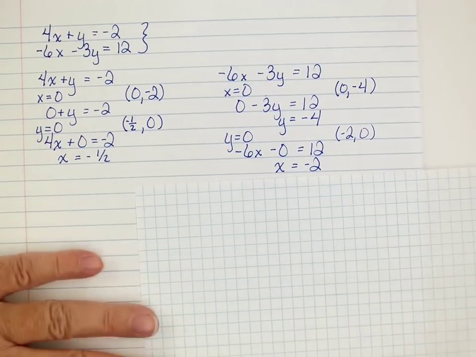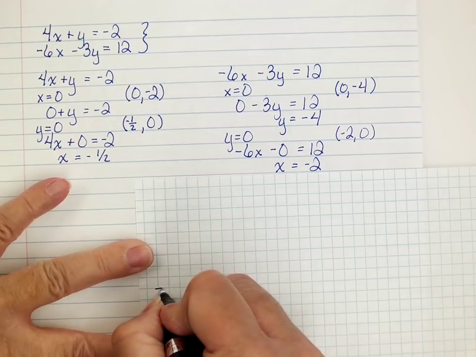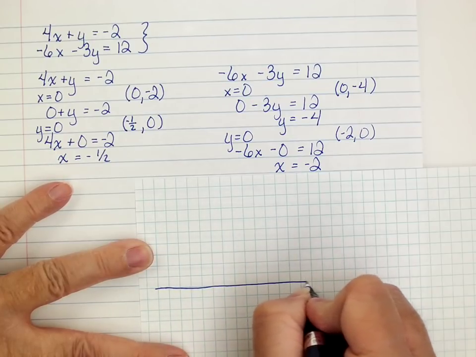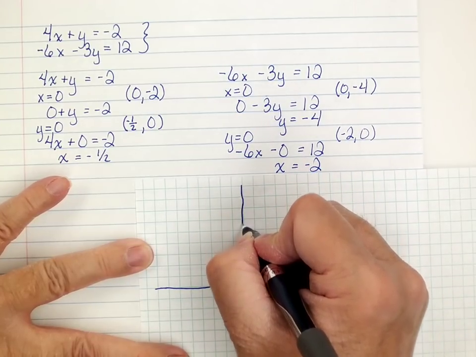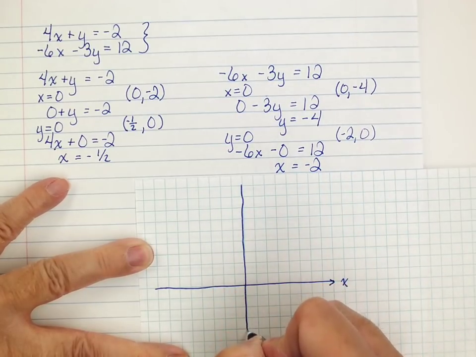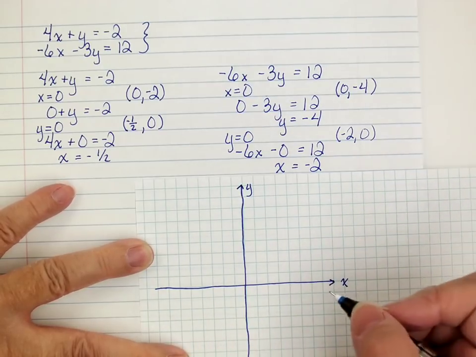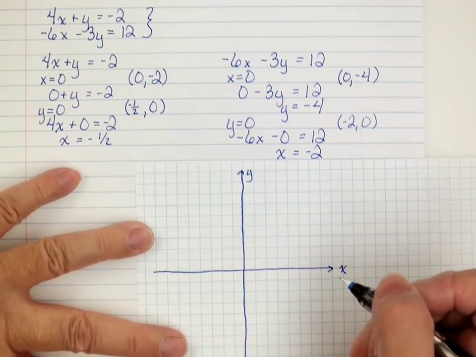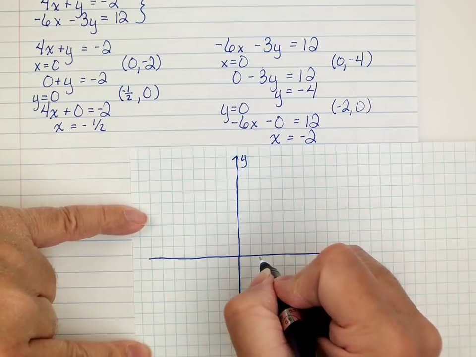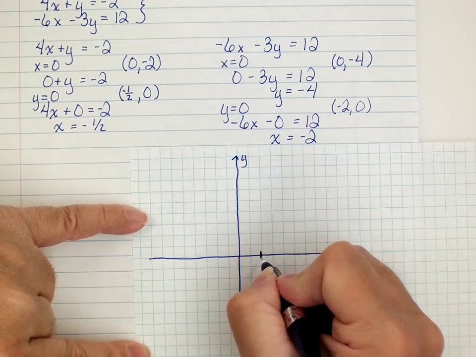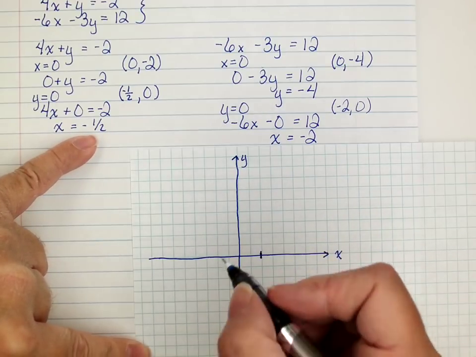So let's set up the graph. We're going to graph it by hand, and we're going to estimate that solution. So here is my x-axis. My y-axis. Now I'm going to do something different. I'm going to let my x scale be 2. So that means this is going to be 1 unit.